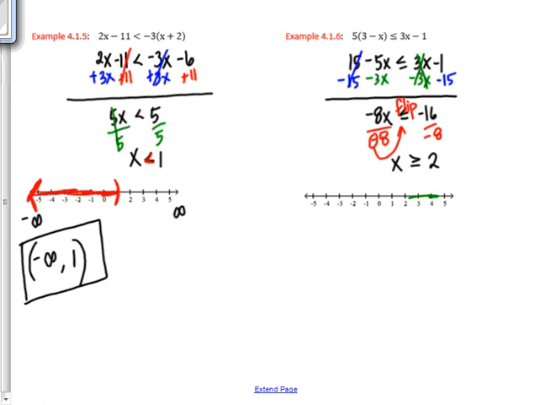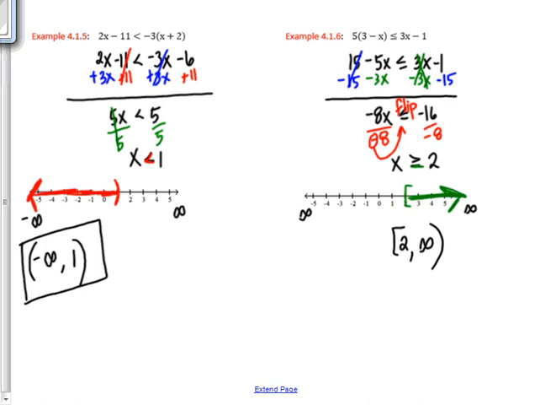And then everything else works the same. On all numbers greater than 2, so that would be this way. Because I have the bar, give it the bracket. So, started shading at 2 and stopped at infinity. 2 gets a bracket, infinity gets parentheses.